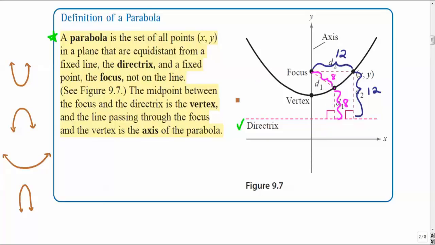So we're going to look at stuff like that. We're also going to look at parabolas that are not even functions, they're facing sort of sideways, and that's going to change the whole equation of the parabola. So here we go.